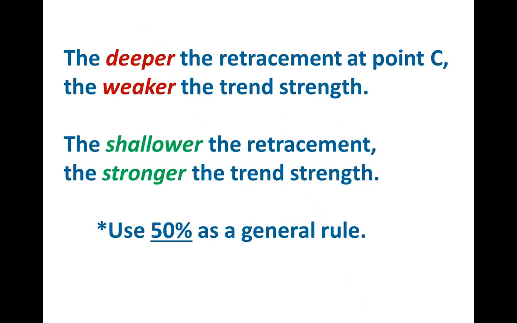The deeper the retracement at point C, the weaker the trend strength. The shallower the retracement at point C, the stronger the trend strength. Now, I would use 50% as a general rule. Actually, a little bit more than 50% is still considered somewhat shallow. But as a general rule of thumb, you can eyeball it and say, is it more than or less than 50%? So again, the depth of point C is very, very important.